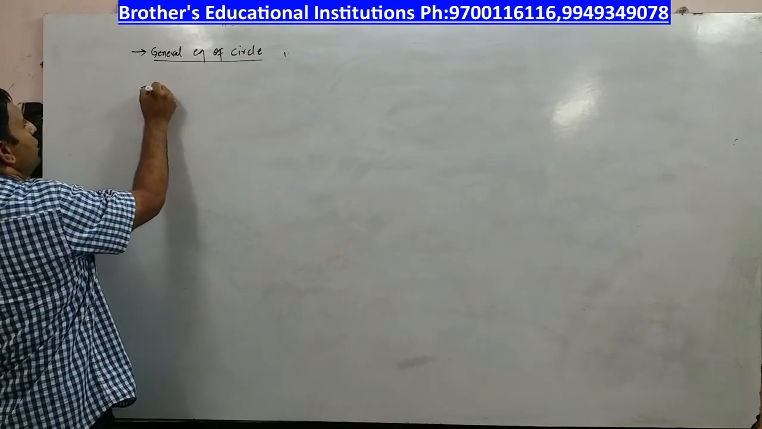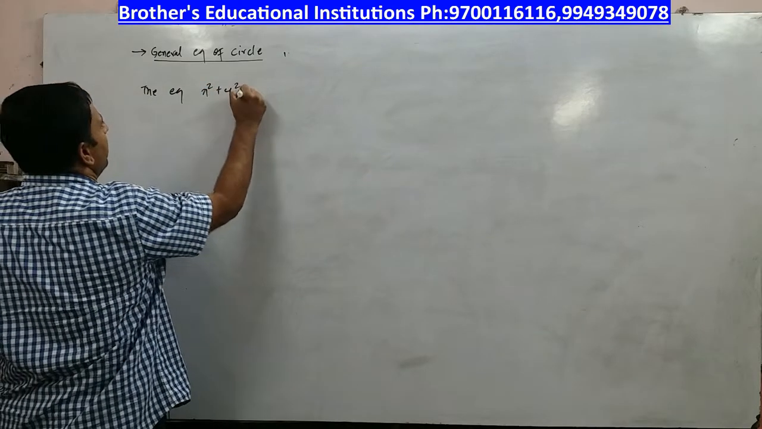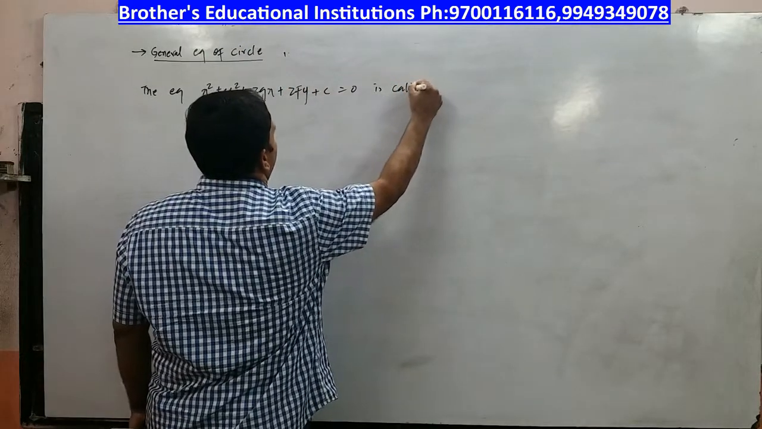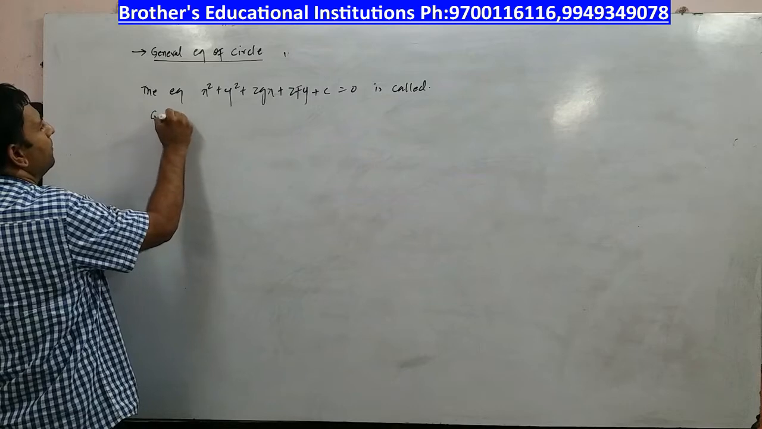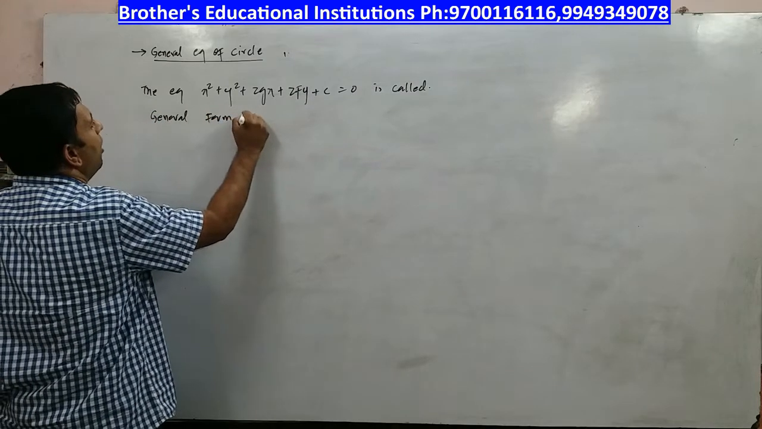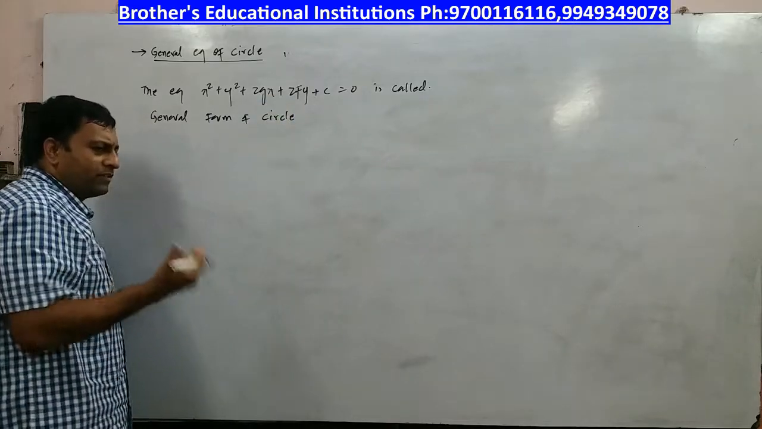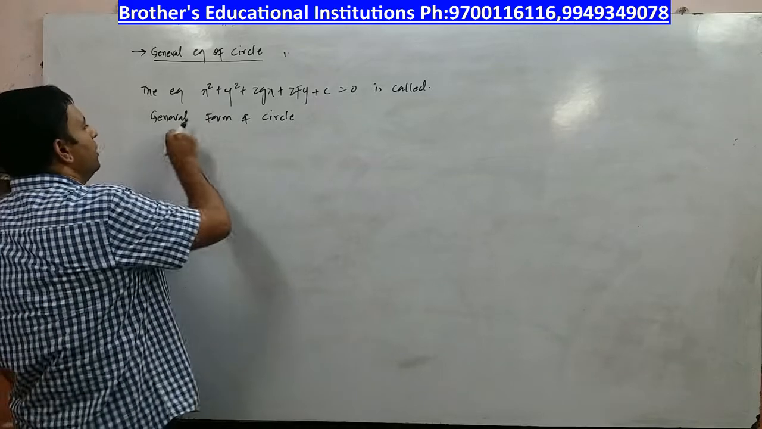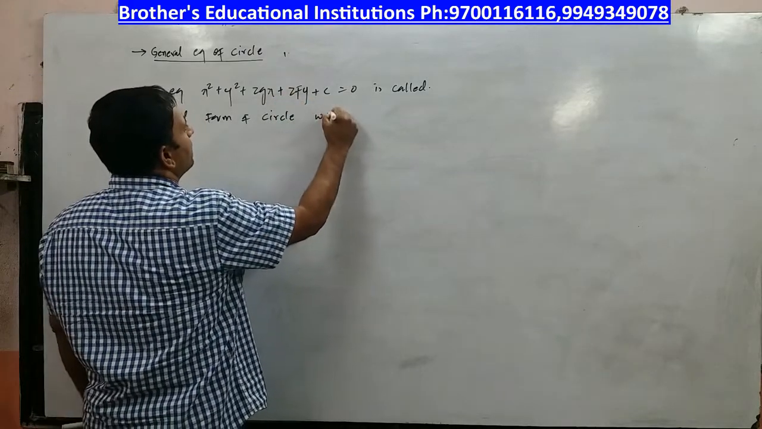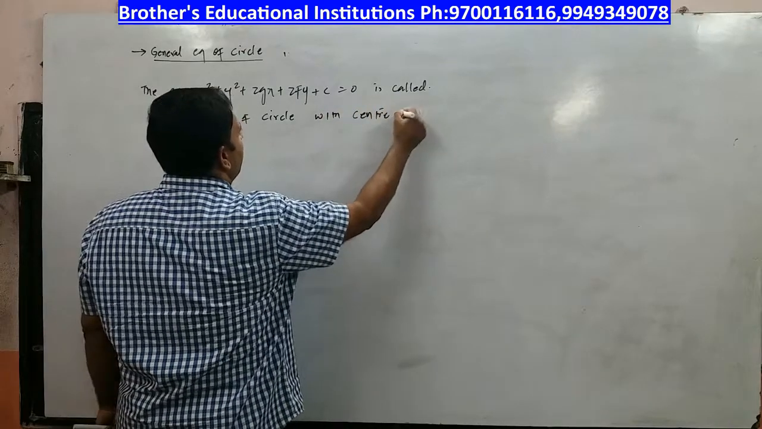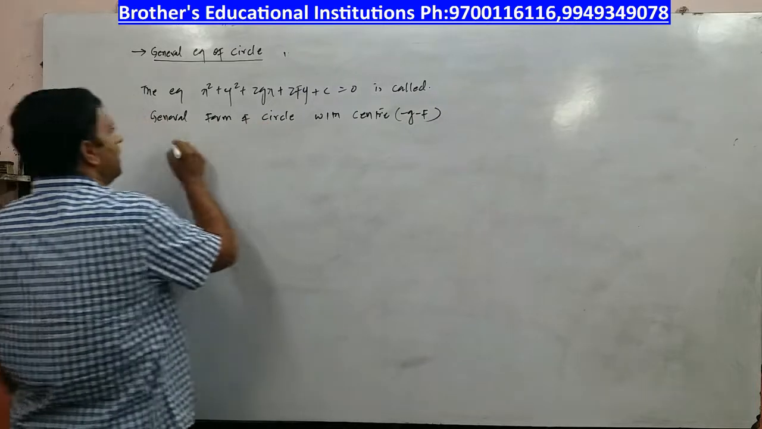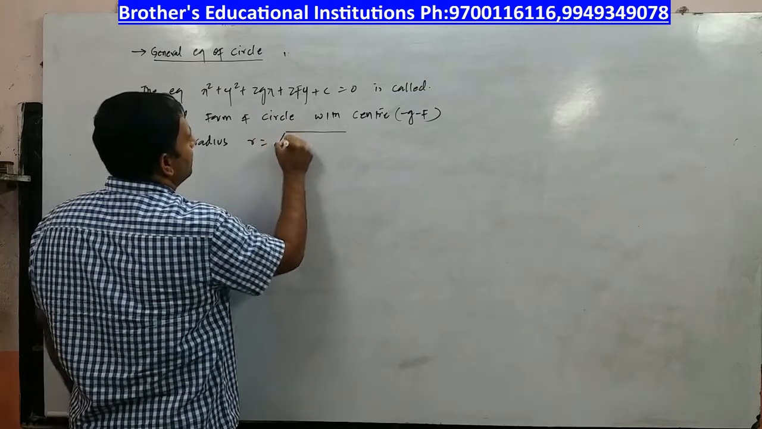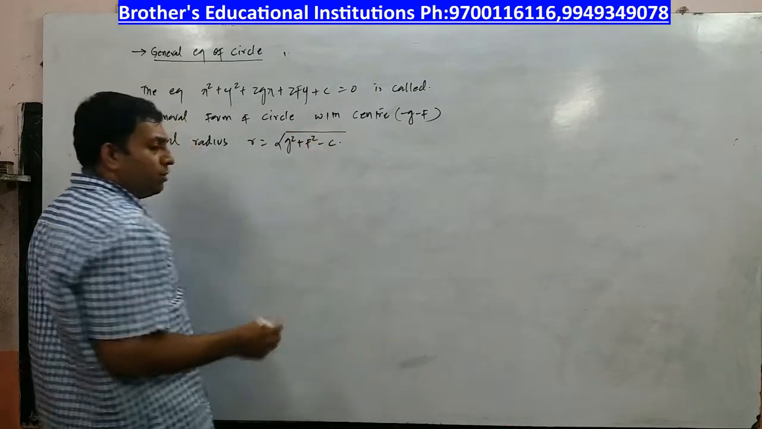I'll write the equation x square plus y square plus 2gx plus 2fy plus c is equal to 0, is called the general form of circle. When I said circle, definitely two things you are interested in. One is center and one is radius. So it is called the general form of circle with center minus g comma minus f and radius r is equal to under root g square plus f square minus c. You remember the third point I was telling?